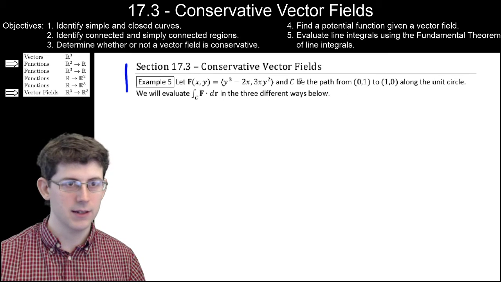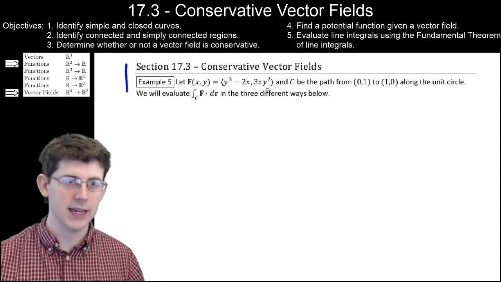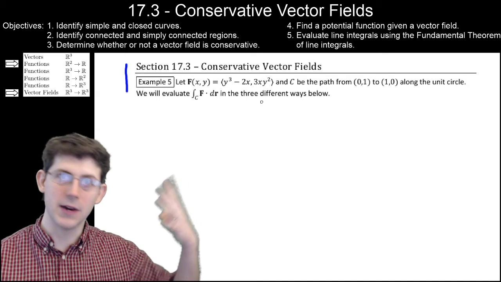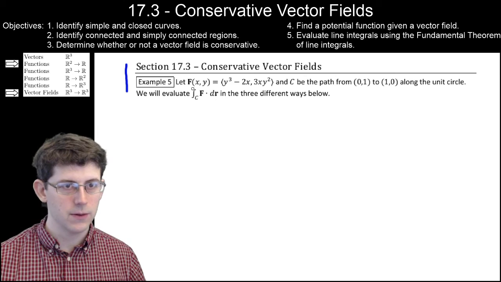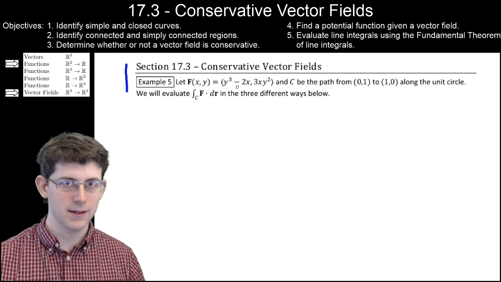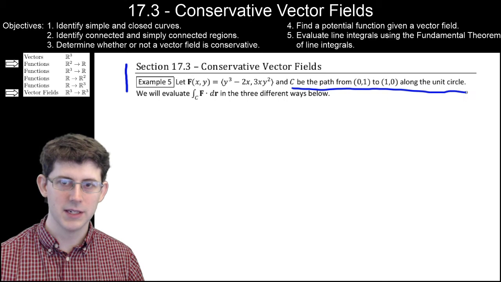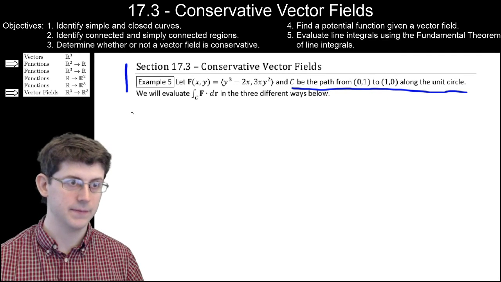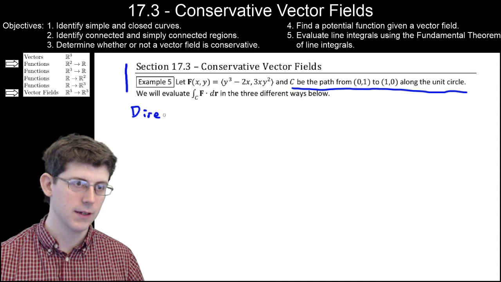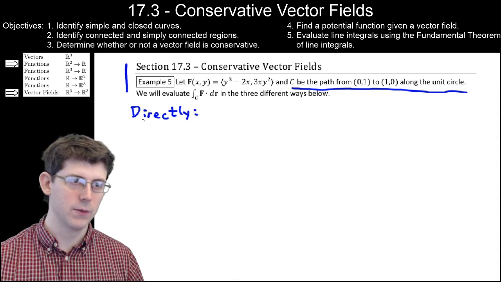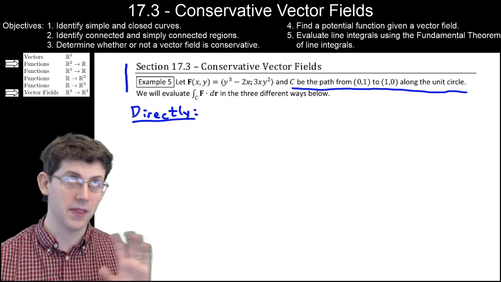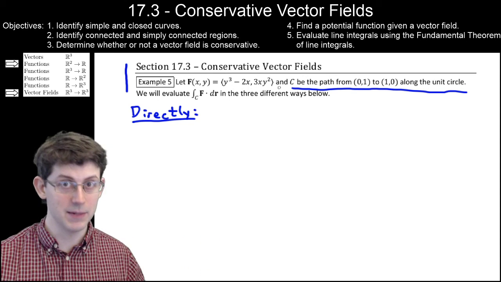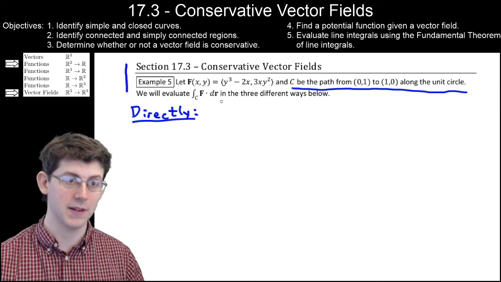Okay, let's do a line integral summary of all the different ways we have to do the line integral. So here's a vector field, and here's a path. The path says go from (0, 1) to (1, 0) along the unit circle. So let's just do it one way. The first time, let's just do the line integral without thinking of the fact that this vector field might be conservative, and so we might be able to escape everything.